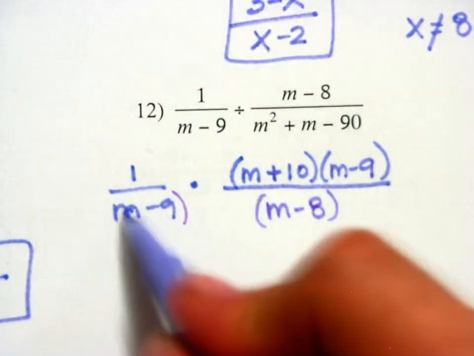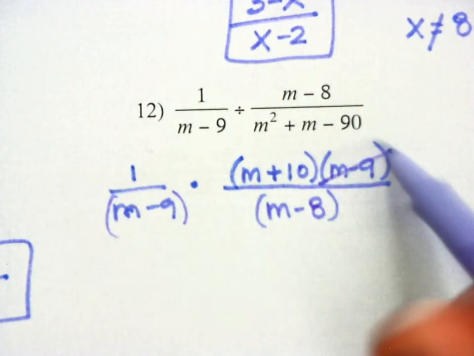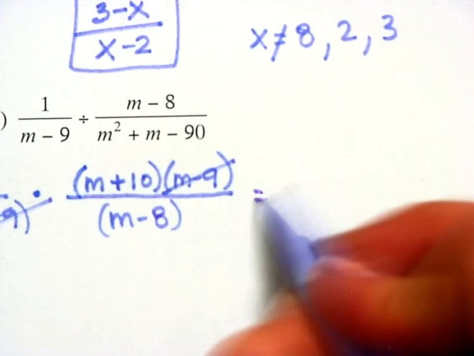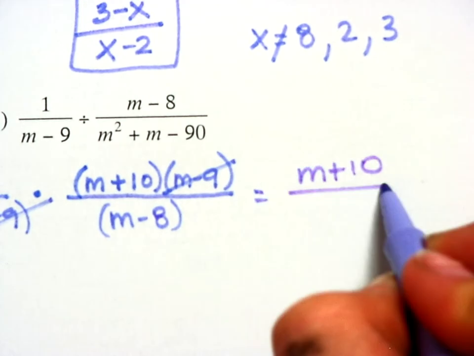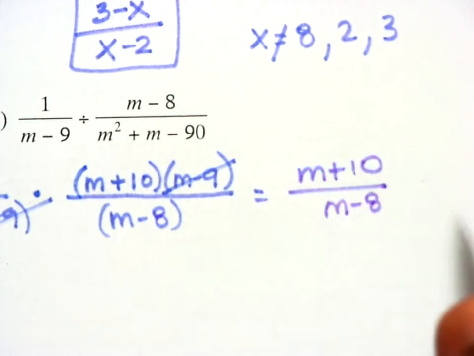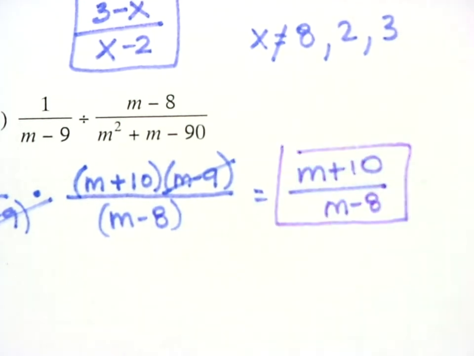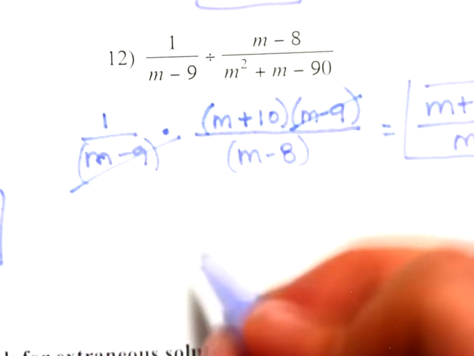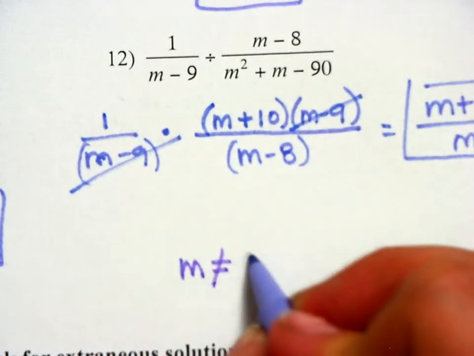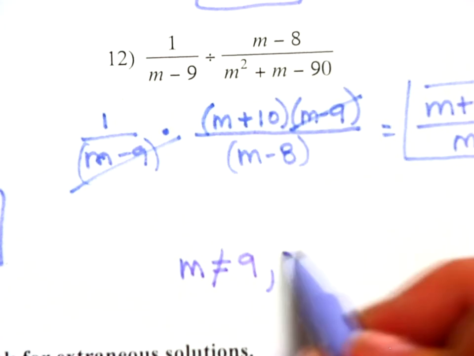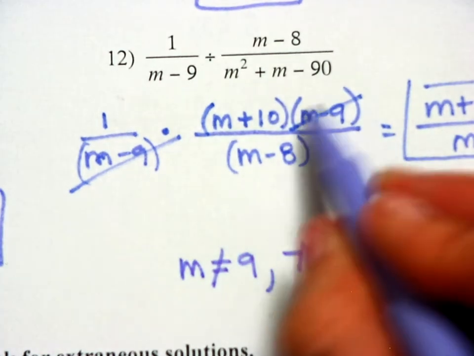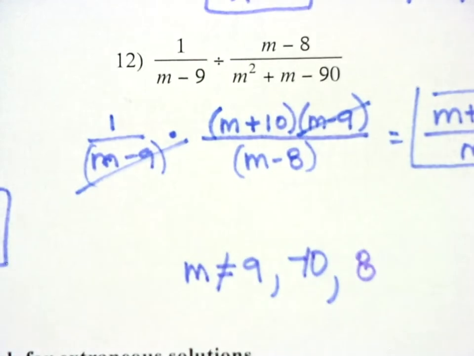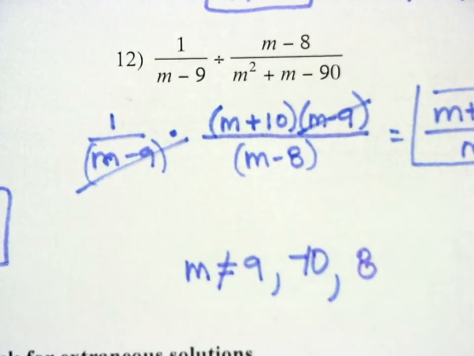Okay, let's go through and see if anything cancels. I've got an m minus 9 in the numerator and denominator, and that's it. So your answer is going to be m plus 10 all over m minus 8. That's your final answer. And then again, let's go through and see, okay, 9 is going to make this denominator 0. We can't have negative 10. 9 we already did, and then we cannot have positive 8. So those are your excluded values.